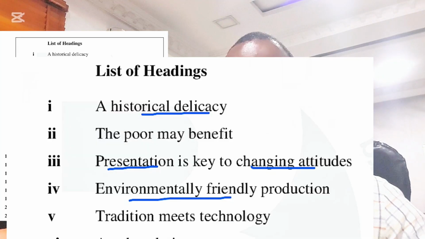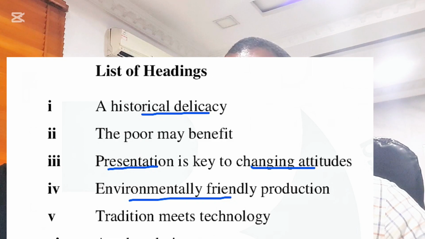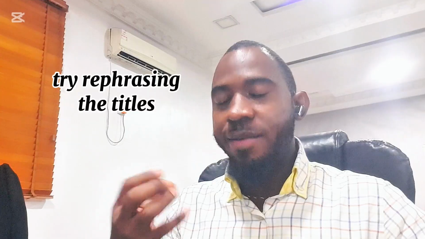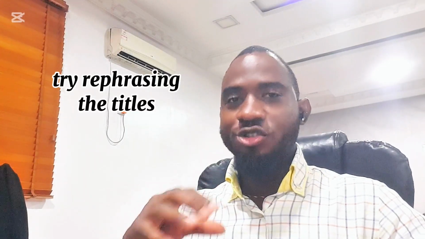Now, what do we do with the headings first? Read each of the headings and ensure that you understand them. And by understanding them, it could make a lot of sense to rephrase the titles, put them in your own words, ensure that you own them, ensure that you understand them well enough that once you get into the paragraph and you come across anything familiar, you know, I've seen this before, I'm sure it is talking about this title.